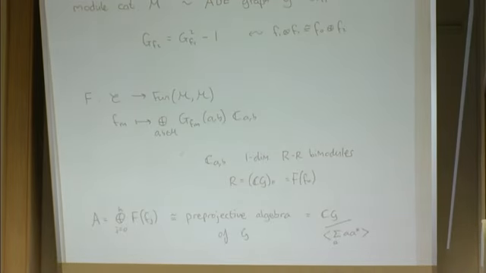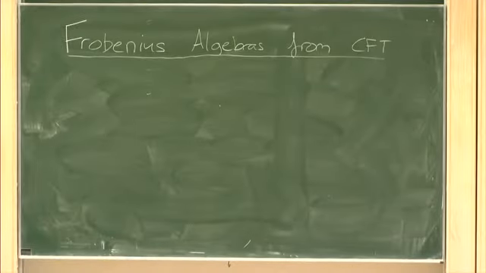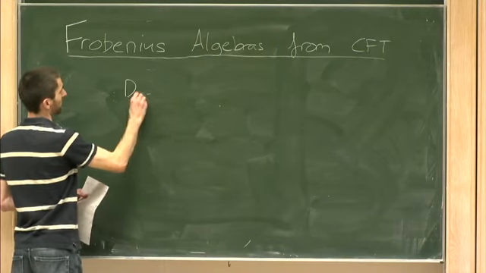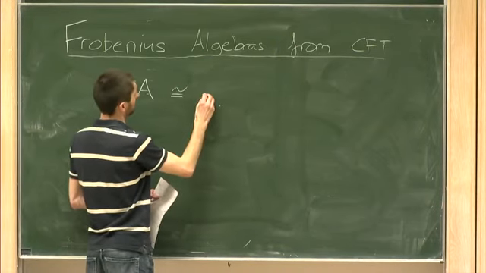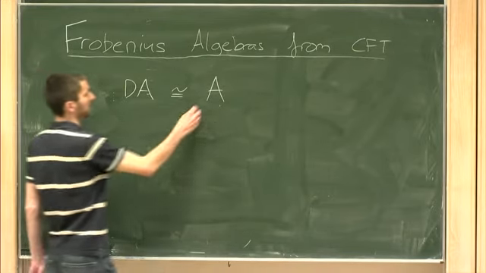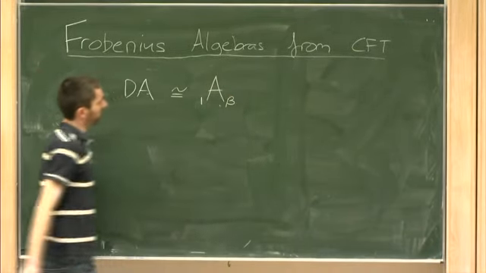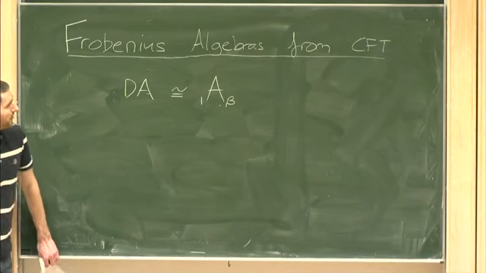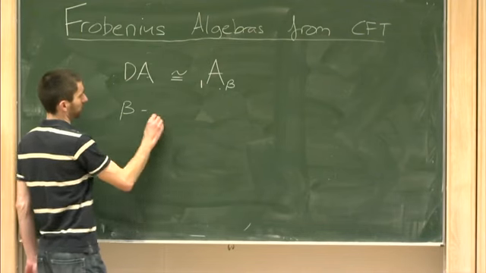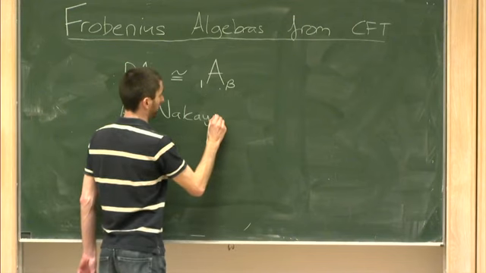So these algebras, as we've seen already in all the talks this morning, are Frobenius algebras, and so this means that the dual algebra of A is isomorphic to A, but in particular as A-A bimodules, they're isomorphic where the right action of A is twisted by some automorphism beta. So this beta is called the Nakayama automorphism.